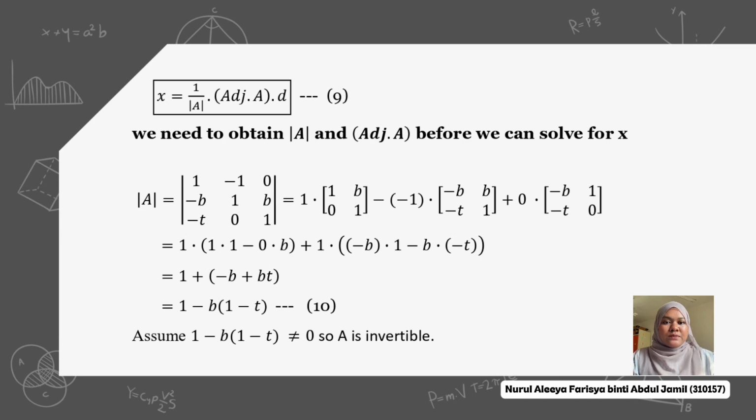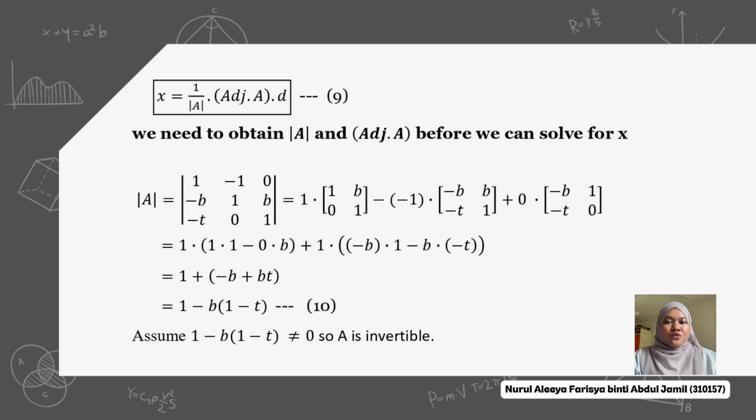Next, we subtract the second element, which is negative 1. We multiply it by the minor created by deleting row 1 and column 2. Negative b times 1 minus b times negative t. This simplifies to negative b plus bt. The third element is 0, so the entire term disappears.